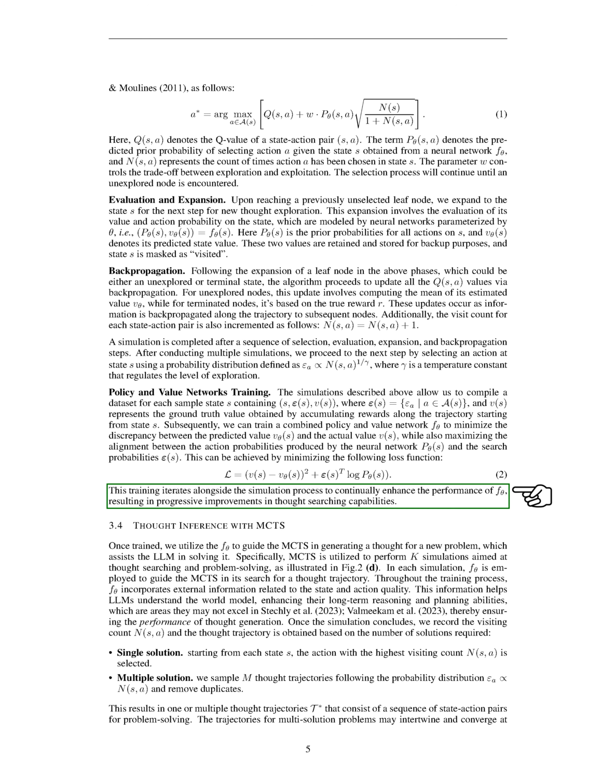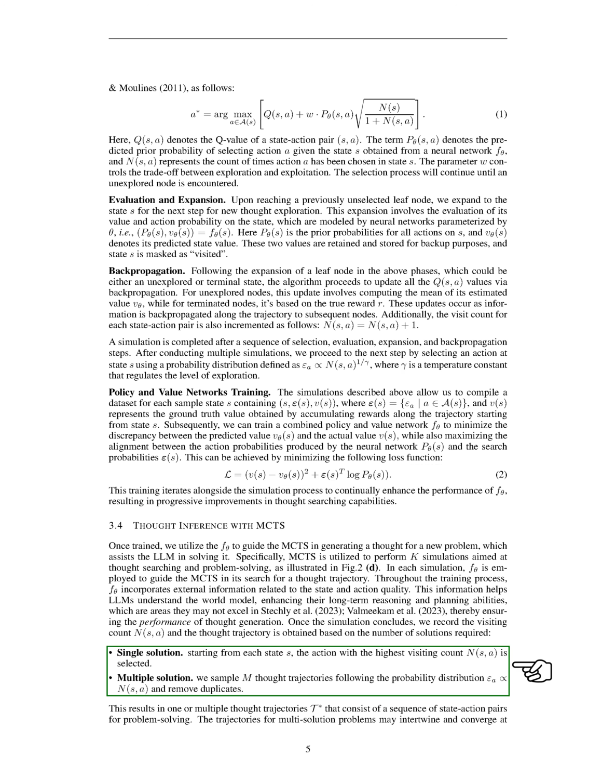Throughout the training process, the network incorporates external information related to the state and action quality. This information helps language models understand the world model, enhancing their long-term reasoning and planning abilities. After the simulation, we record the visit count and the thought trajectory is obtained based on the number of solutions required.